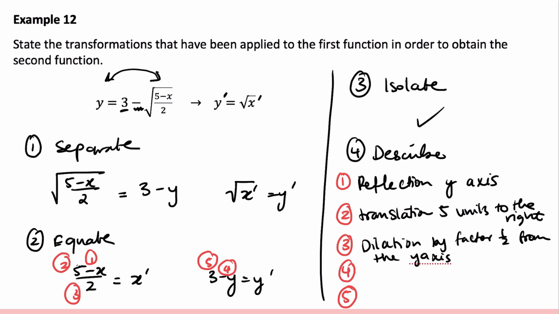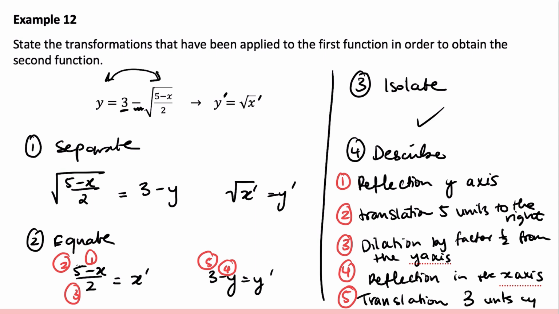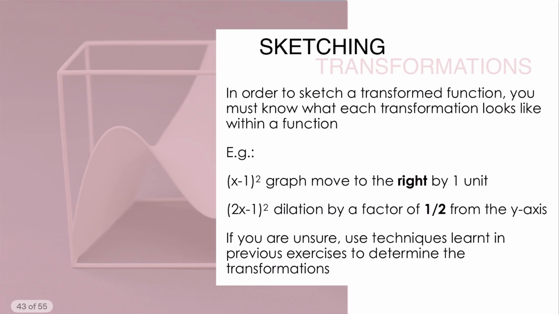Now we'll talk about the second lot. So again, we've got another reflection. This time it's in the x-axis. And then we've got a not dilation, translation, 3 units upwards because it's positive. All right, so you'll get the hang of it. It just takes a little bit of practice for this.